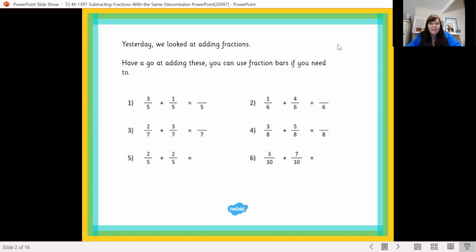So yesterday we looked at adding fractions. So I'd like you to pause the video and have a go at adding these fractions together. Remember, if you're using a fraction bar, you need to draw the fraction bar out and colour in the first fraction, then colour in the second fraction, count how many parts you have and add them together. Your denominator does not change, but your numerator is the part that you're adding together.